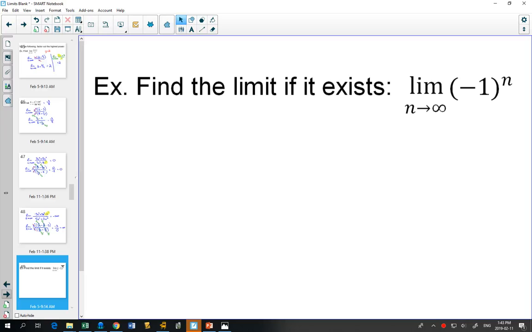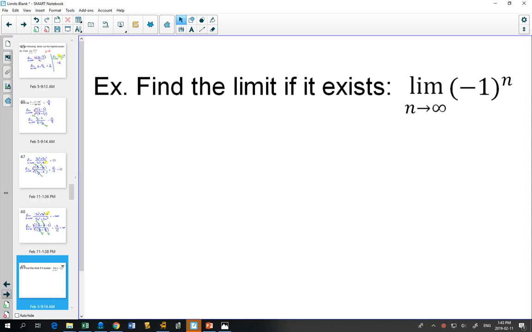Find the limit if it exists. So as n gets very, very big, what happens to this function? If you put in 100, what's negative 1 to 100? I know 100 is not super big, but we'll start small. What's negative 1 to the exponent of 100? 1. What's negative 1 to the exponent of 101? Negative 1.